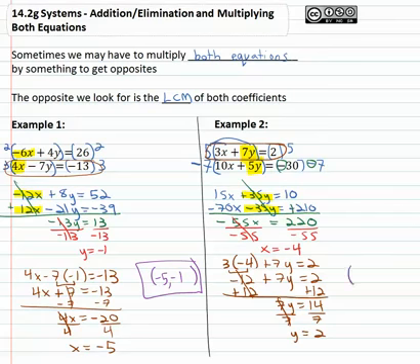Our final answer as an xy pair, negative 4, comma 2. When x is negative 4, y is 2, and both of our equations are true equations.